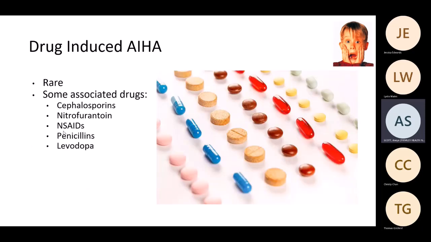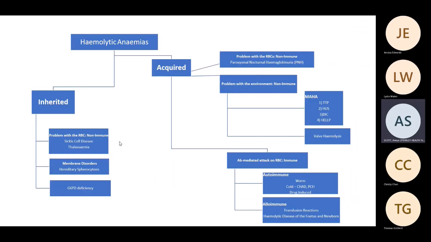And the last one in this bit is drug-induced autoimmune hemolytic anemias. So these are really rare, but are associated with some quite common drugs. They can be associated with cephalosporins, nitrofurantoin, NSAIDs, penicillins, and levodopa as well as some of the common ones, but it's very rare. Wouldn't worry about it. So that is most of our tree done.